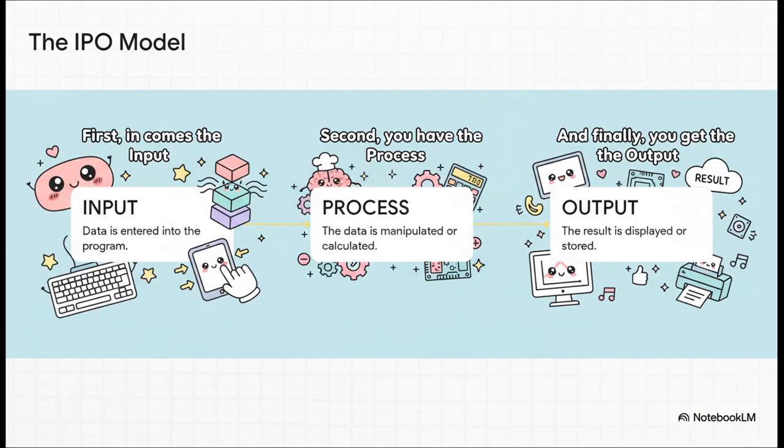First, you've got the input. That's the data, the stuff the user types in, the raw ingredients. Then you've got the process. This is the brain of the whole operation, where the program does its thinking, its calculating, its decision-making. And finally, you get the output, the result, the answer, the thing we were all waiting for.